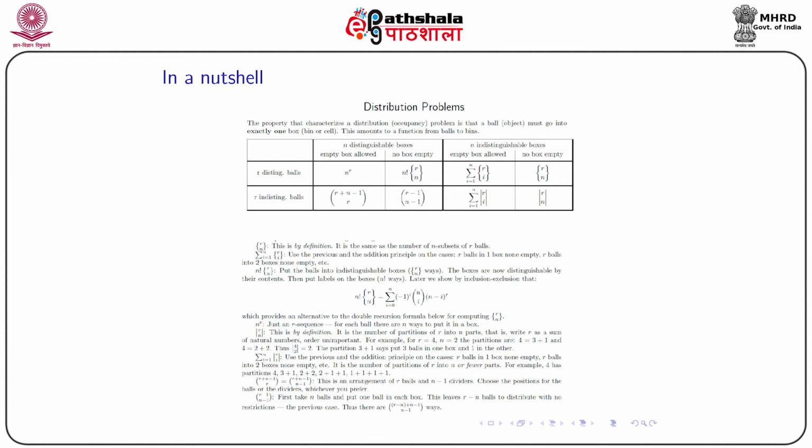Now if we impose the condition that the balls are indistinguishable but boxes are distinguishable, then the total number of cases when we are allowing empty boxes is r plus n minus 1, choose r, and if we put the condition that no box can remain empty, it will be r minus 1, choose n minus 1. We have proved these two results.